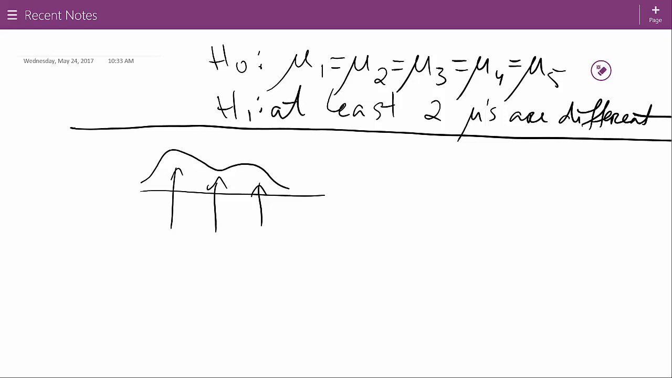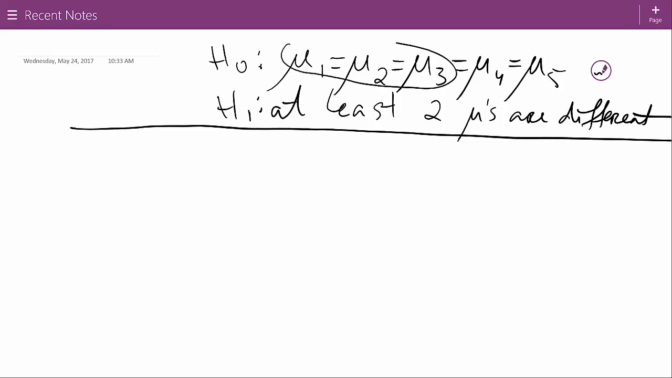So therefore, if one of our samples, let's say sample number 4, is non-normal, then yeah, I'm fine with the rest of the samples, right?